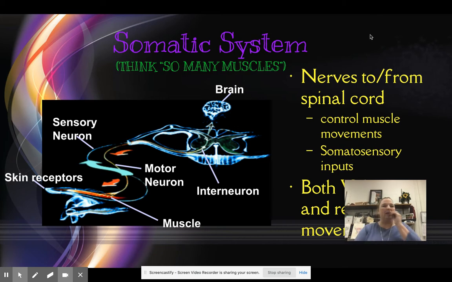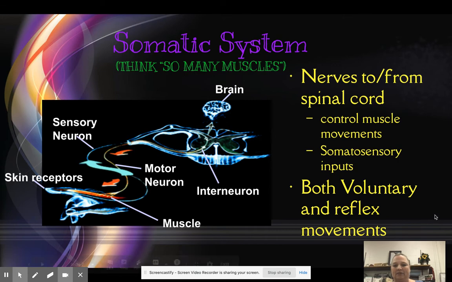Okay, so first we have the somatic system. Let me define it first. These are nerves to and from the spinal cord. They control muscle movement. That's the key word there, muscle. They have somatosensory inputs, and it does reflect both voluntary and reflex movements. So these are the nerves that help me pick this up, and I'm telling my body to do that.